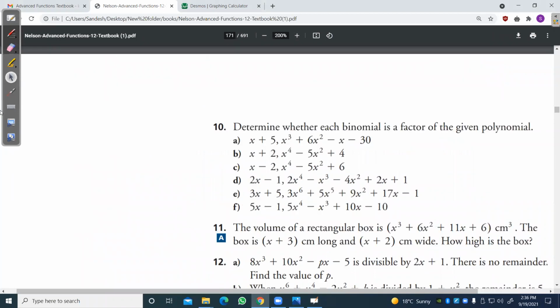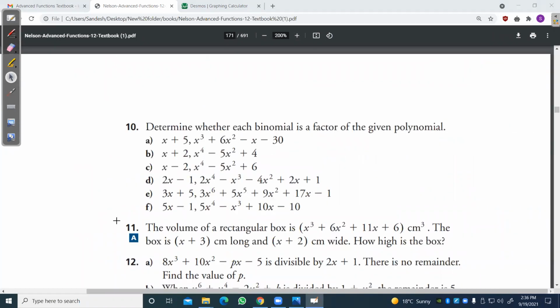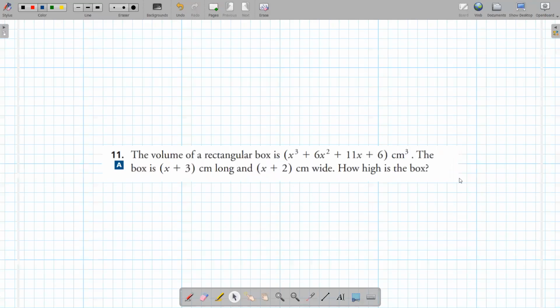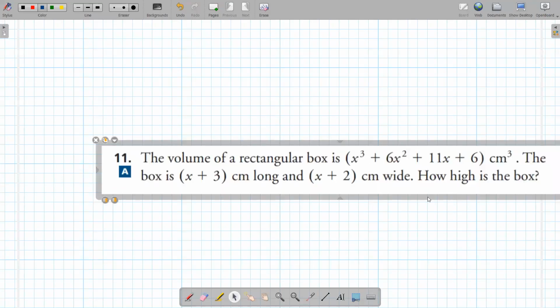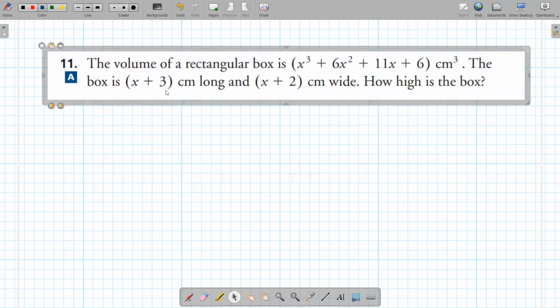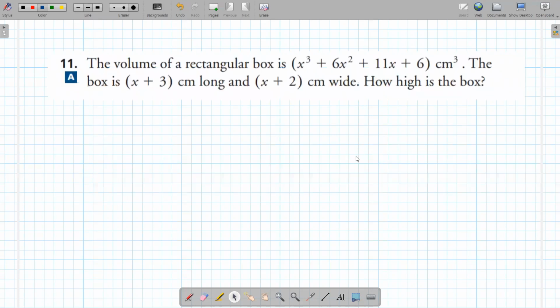I guess we can do some of these problems. I like doing these, the highlighted ones, because they're usually trickier than the others. All right, so they've given us a volume, and they've given us its length and its width, and we are looking for its height.